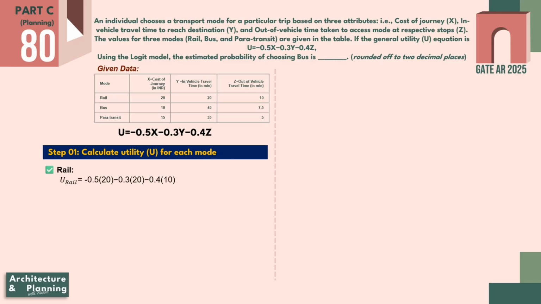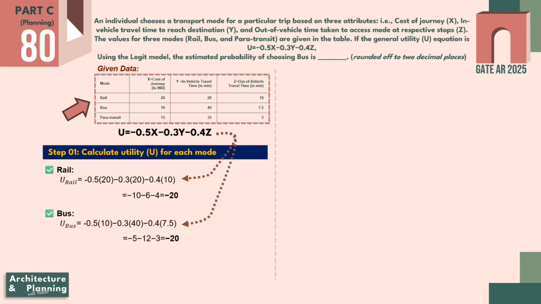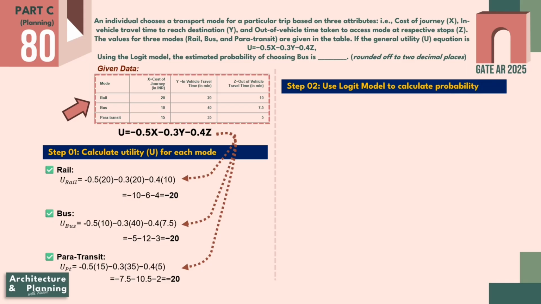So simply put the equation. Values of x, y and z are given in the table. Similarly, we will calculate this for bus and also for paratransit using the same general utility equation. Calculate this value for each mode. We will get this. Our second step is to calculate probability using logit model.